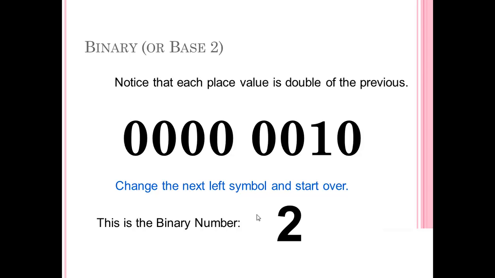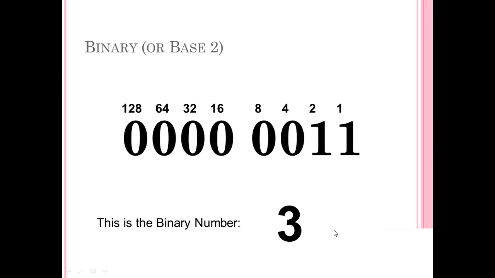And each place value is double the one before it. Okay, that's because it's base 2. So this is 1, 2s, 4s, 8s, 16s, 32, 64, and 128. So this is not necessarily the only way to do it. You can think of this a lot of different ways, but we're going to go through the pattern and you'll see it. Okay, that's the binary number 2.